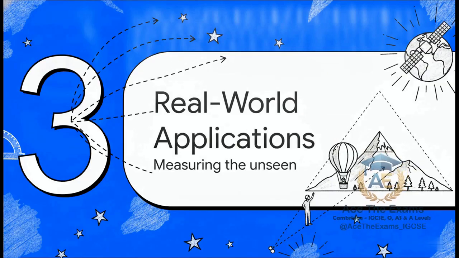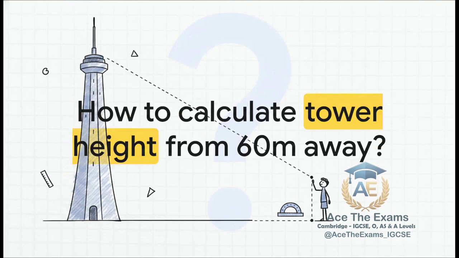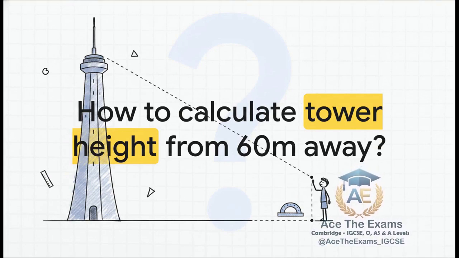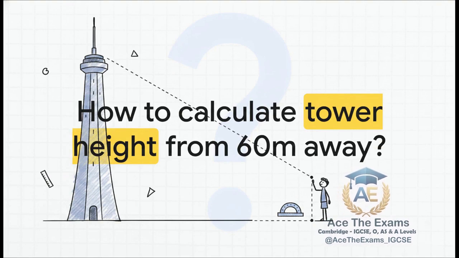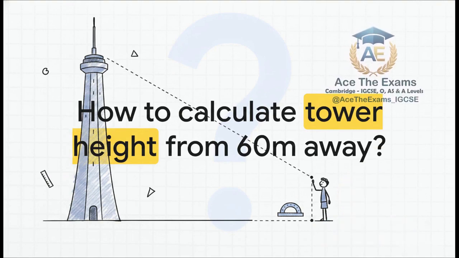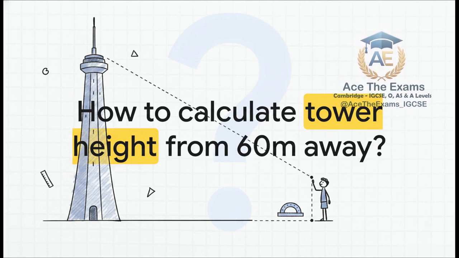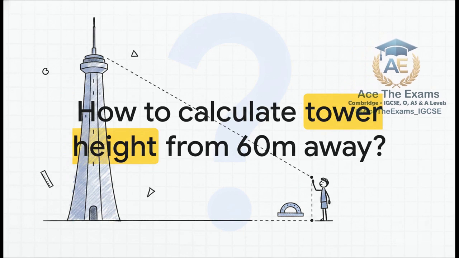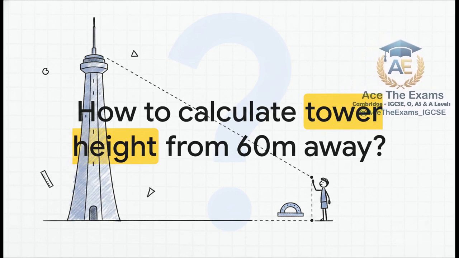All right, Section 3, Real-World Triangle Applications. Let's step out of the abstract for a second and imagine this scenario. You are standing exactly 60 meters away from the base of a towering structure. You really want to know its exact height, but obviously you don't have a tape measure long enough to drop from the top. So how do you solve this? This is exactly where your trigonometric ratios transform into real-world superpowers.